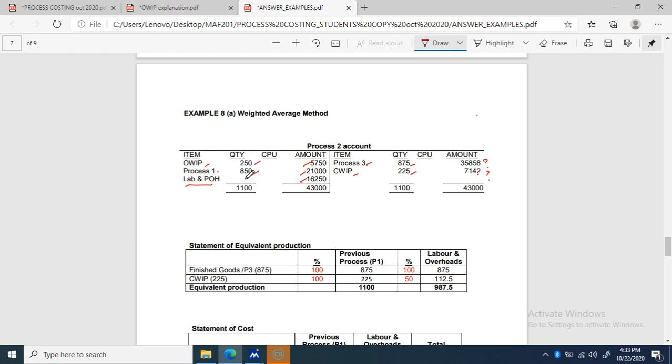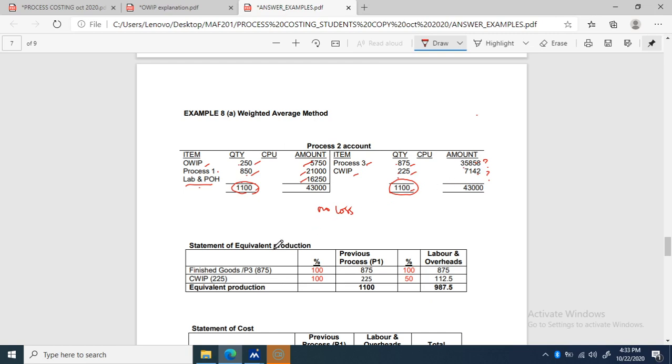Now we have to total up the quantity column. 250 plus 850, we get 1100. The credit side quantity is 875 plus 225, which is 1100. So in this case, no losses, since the debit quantity and the credit quantity are the same. If the question gives you normal loss, you have to calculate the normal loss as usual. If the debit and credit are not balanced, either you have abnormal loss as the balance here, or abnormal gain as the balance here. Now, how to get these two amounts?